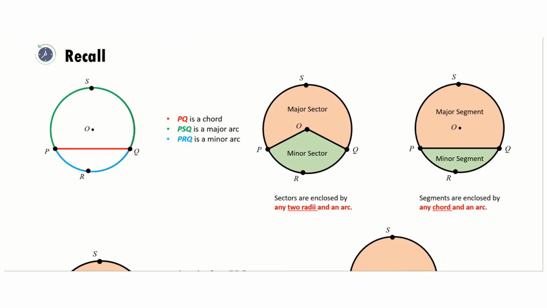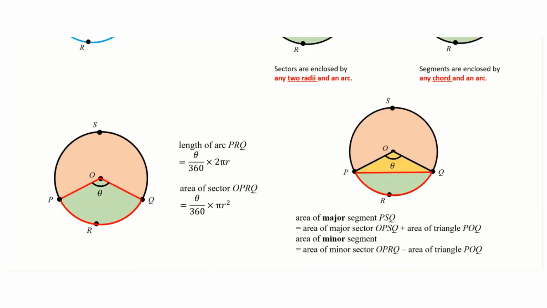Before we begin, let us first recall some concepts that we have covered in the previous lessons. We have already understood what is the meaning of a chord, an arc, sector, as well as segment. And in the most recent lesson, we have learned the formulas for length of arc as well as area of sector. We have also covered how to find the area of a major segment, for instance PSQ, which is this part over here.